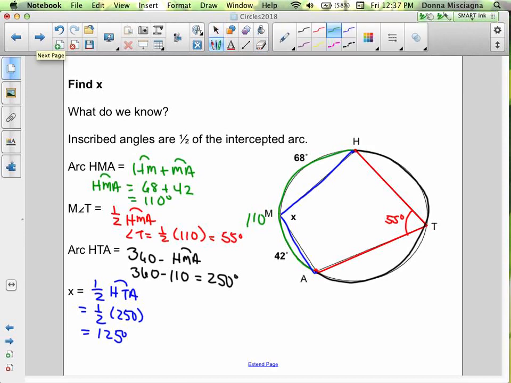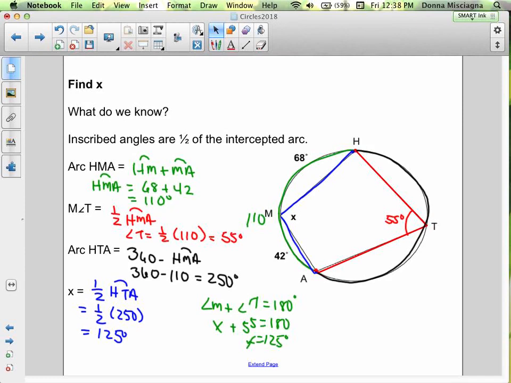Let's see if we get the same answer if we solve it the other way. So we know together angle M plus angle T should add to 180 degrees because they are opposite angles of an inscribed quadrilateral. We found angle T before, that was 55 degrees. This is X. And if we subtract 55 from 180, X is equal to 125 degrees. So now you have two ways to solve it. We could find the arc and then take half the arc, or we can simply just subtract 55 from 180, and we would also get the measure, right? And that's a little faster.